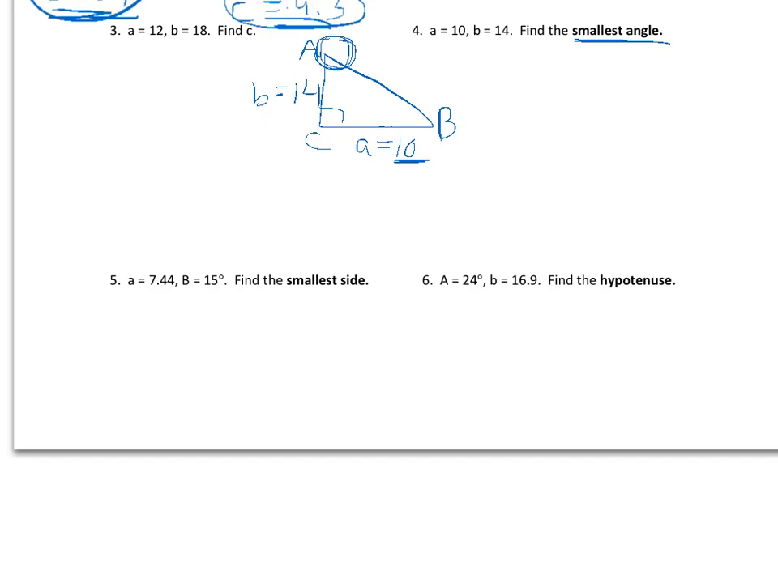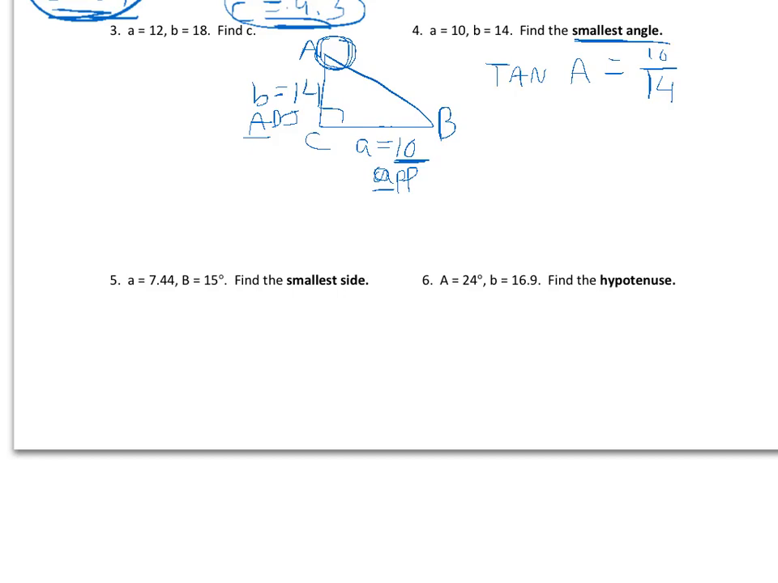Now if I'm looking at angle A, little a is the opposite side, and little b is the adjacent side. So I ask myself, which trig function deals with the opposite and the adjacent? Well, that's the TOA. So I'm going to put tangent of, I don't know what A is. I know it's the smallest angle, but that's what I want to figure out. And tangent of A equals opposite over adjacent, so it's 10 over 14.